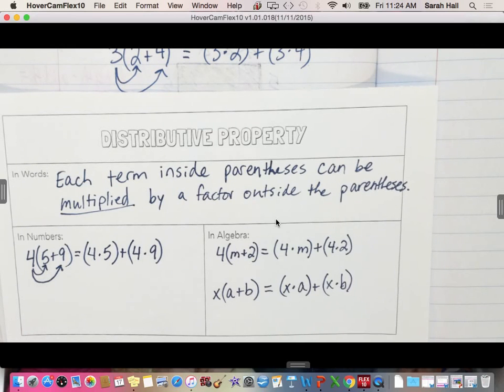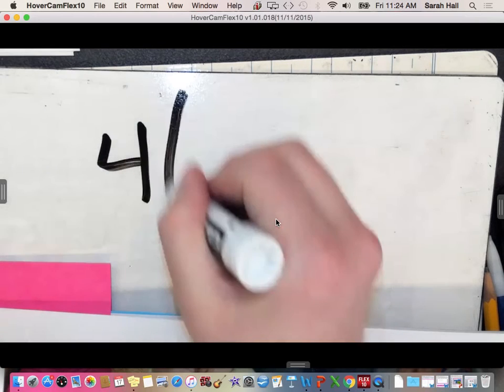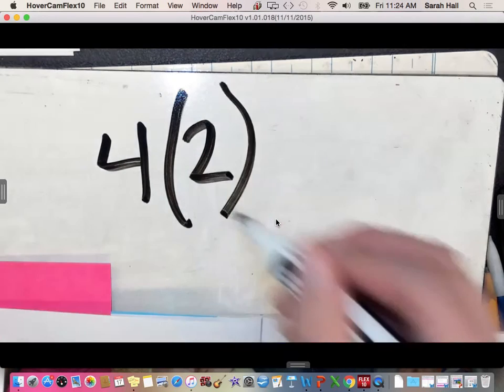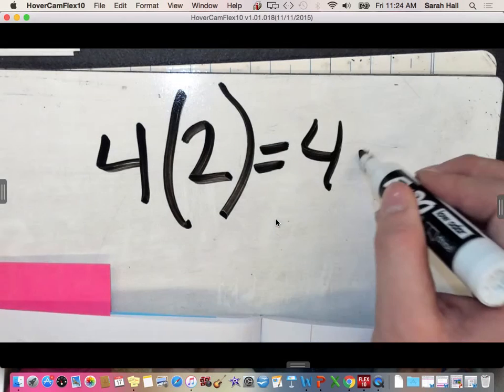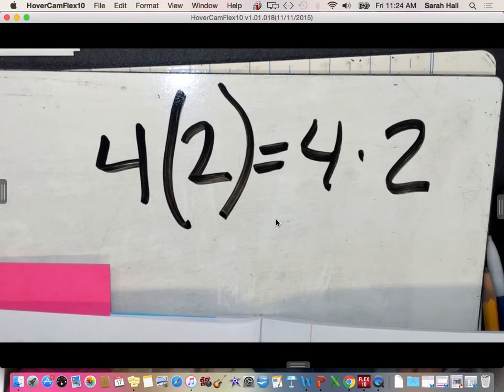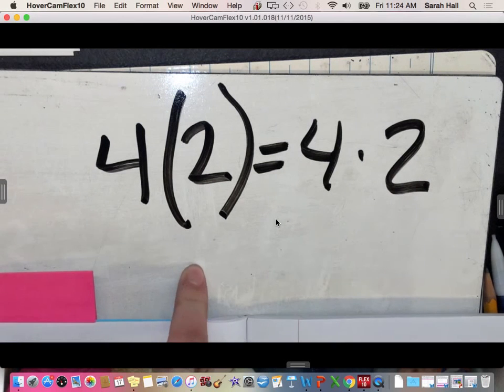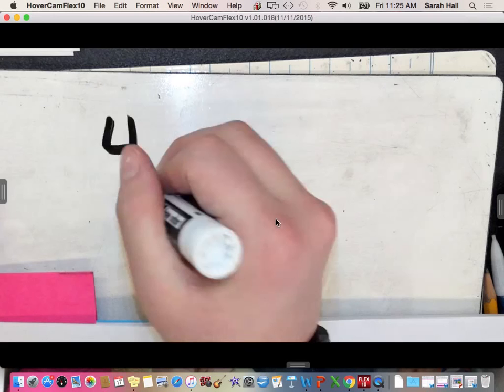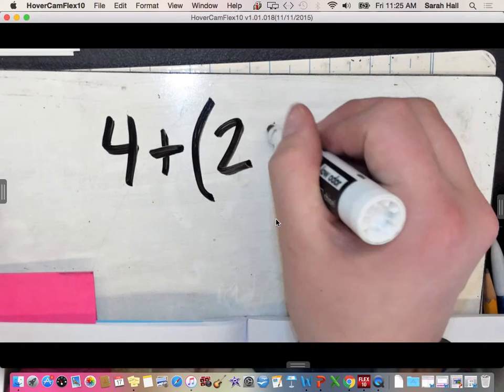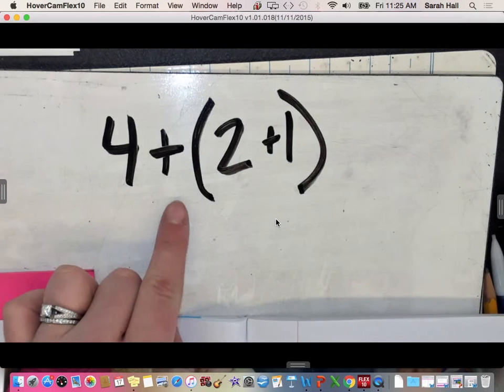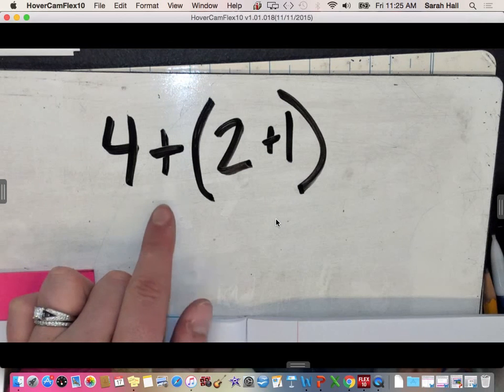But they only mean to multiply if they are connected to something else. Okay? So if I see something like this, that's the same as saying 4 times 2. So if you want to show it like this, that's fine. We're going to be using these parentheses a lot when we start working with variables next week. But if you see something like you would in order of operations, like that, are you multiplying? No, it specifically tells you to add.